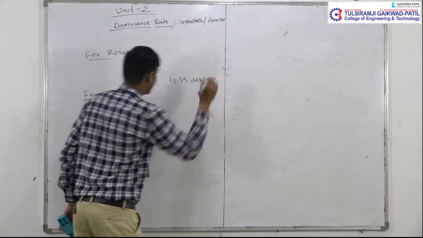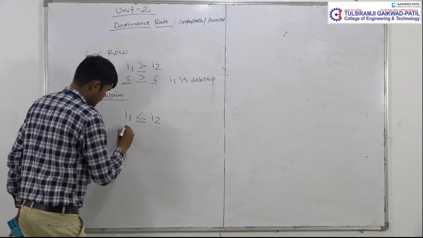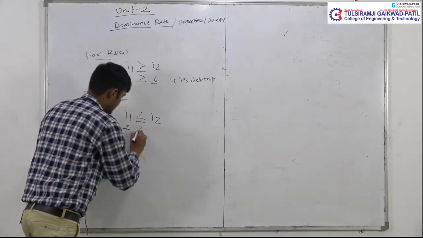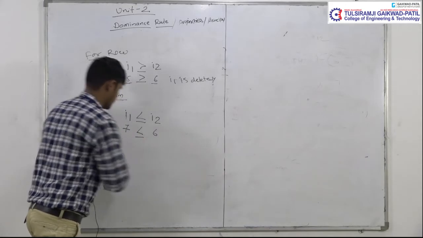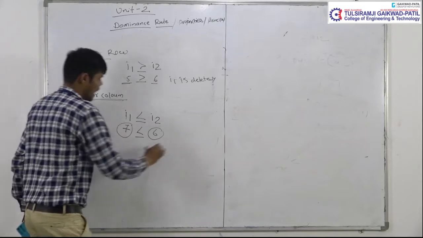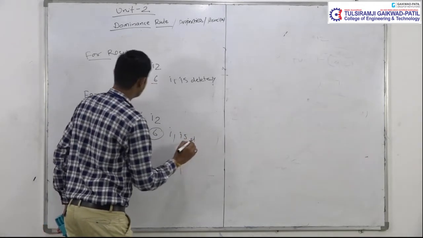I1 is deleted. The next rule is for column. The I1 value is 7, and 7 is greater than or equal to 6. 7 is greater than 6. That is called I1 is deleted.